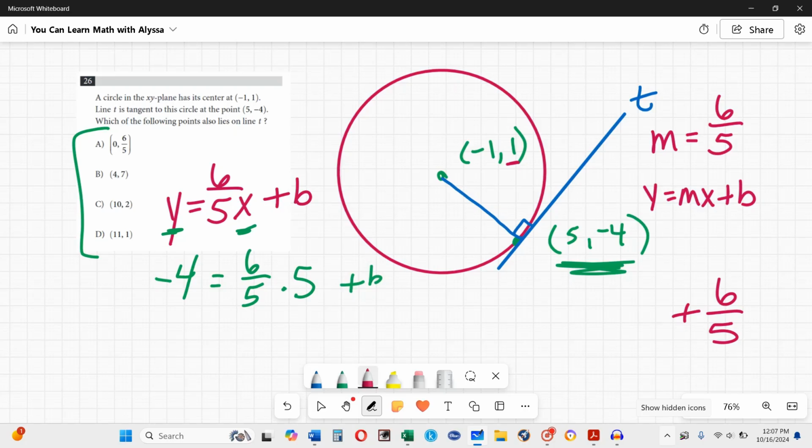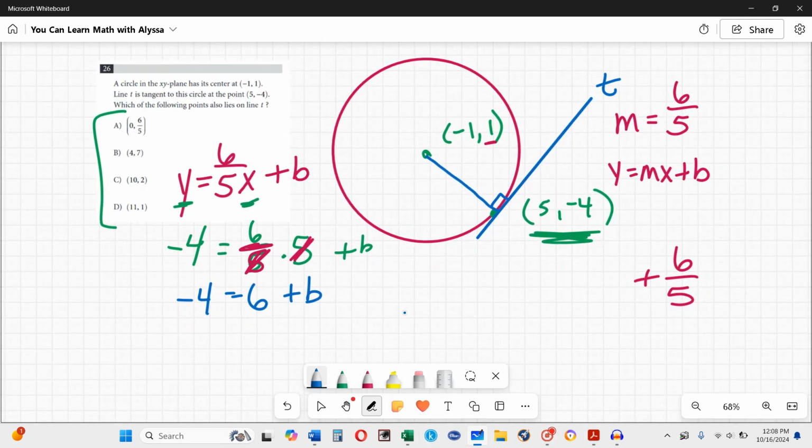Okay, so here, 6/5 times 5, those 5's cancel out, because 6 divided by 5 is another way of saying times 1/5. So those cancel, and that just leaves me 6. So -4 equals 6 plus b. That looks like b plus b, I apologize. Let's write this a little more clearly. 6 plus b, there we go.